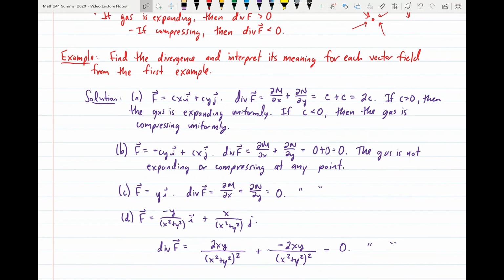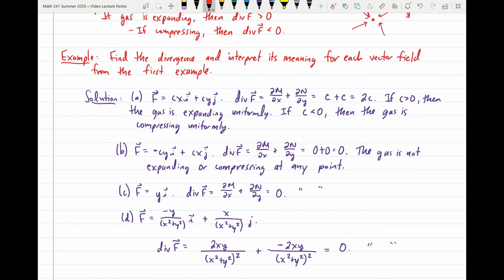So for the first vector field, we had F = Cxi + Cyj, and the divergence of F is going to equal the partial derivative of M with respect to x plus the partial derivative of N with respect to y, and we get C + C, which is just equal to 2C. So if C is greater than 0, then the gas will be expanding uniformly. So at every point, the gas is going to be expanding outward from that point. And if C is less than 0, then the gas is going to be compressing uniformly.